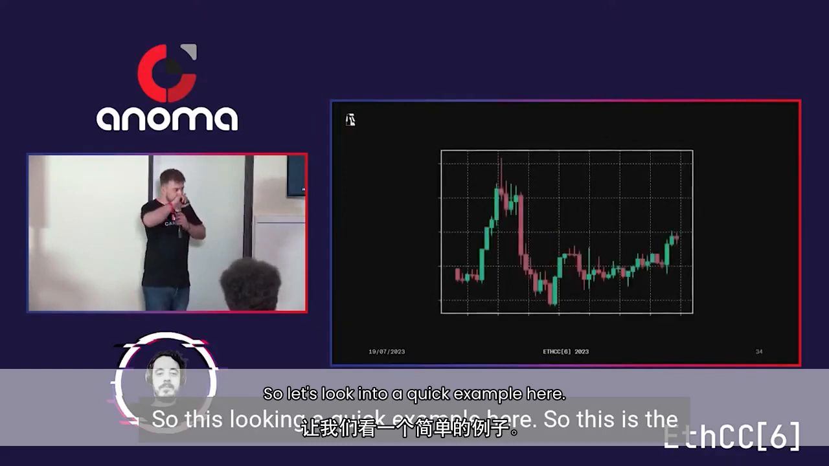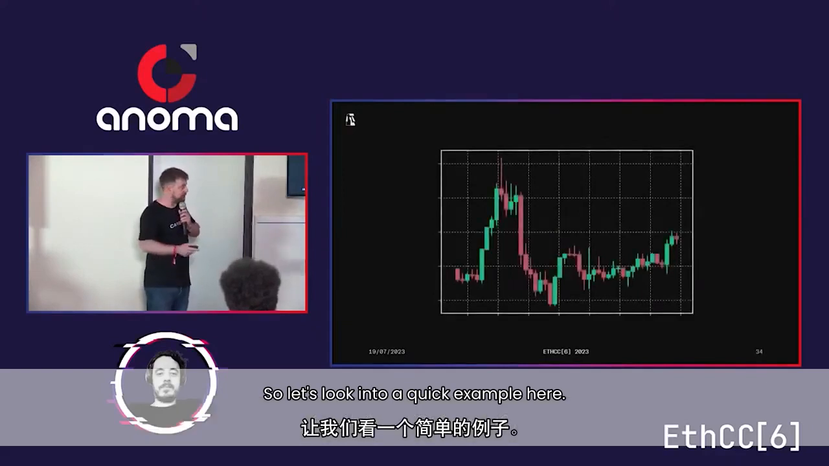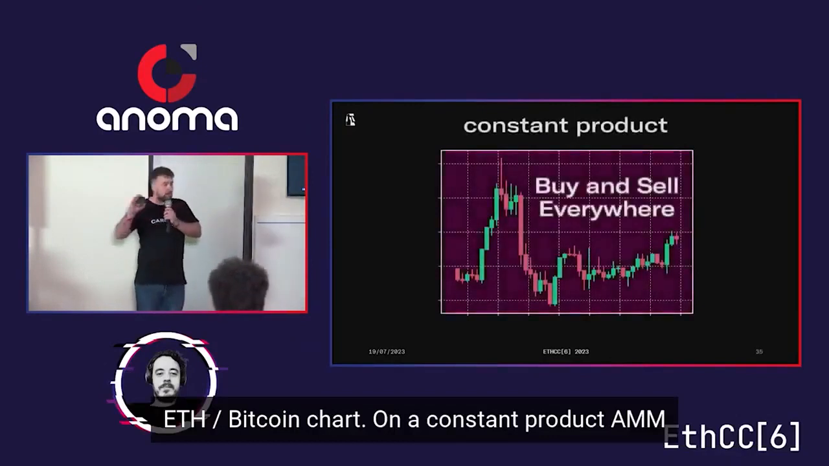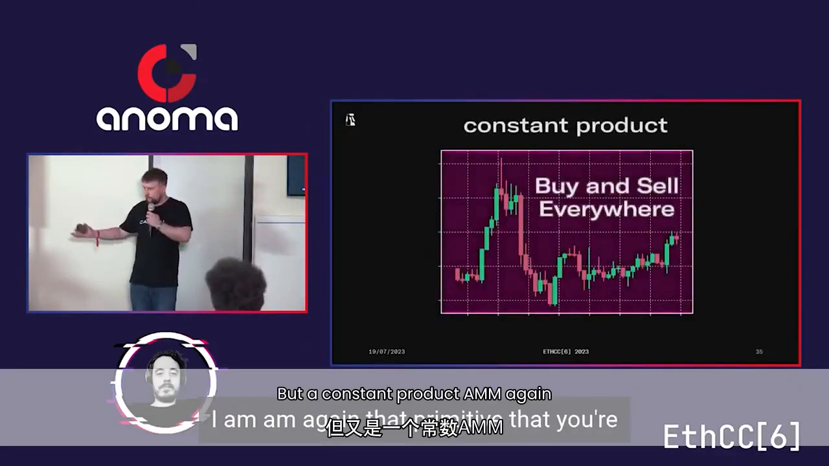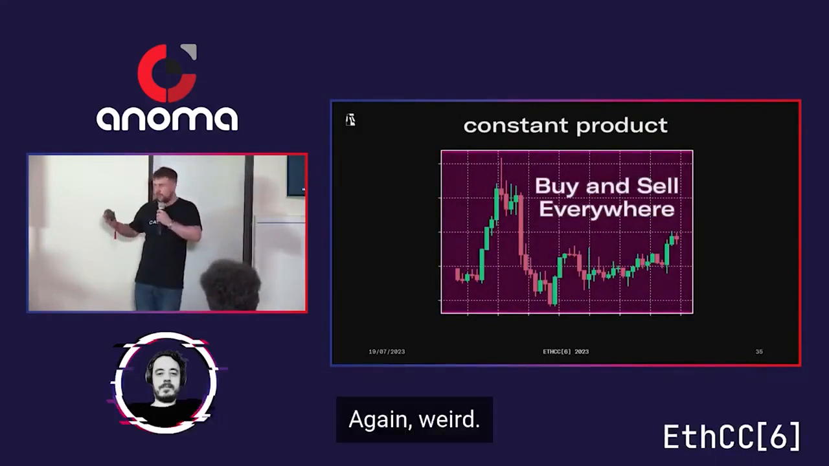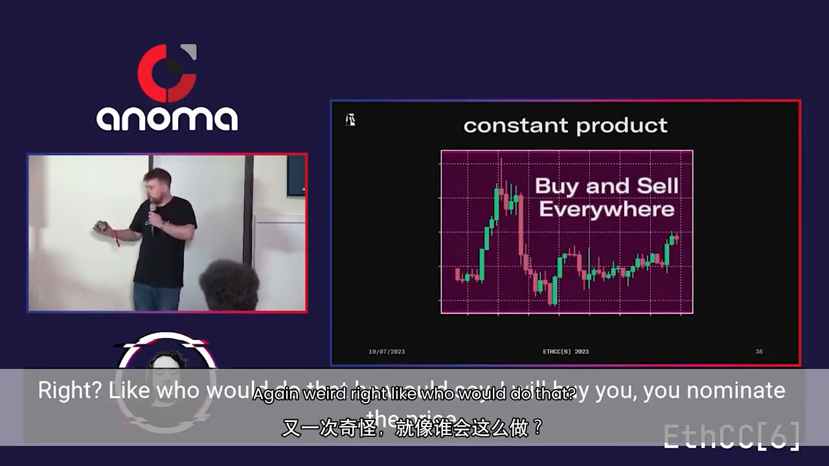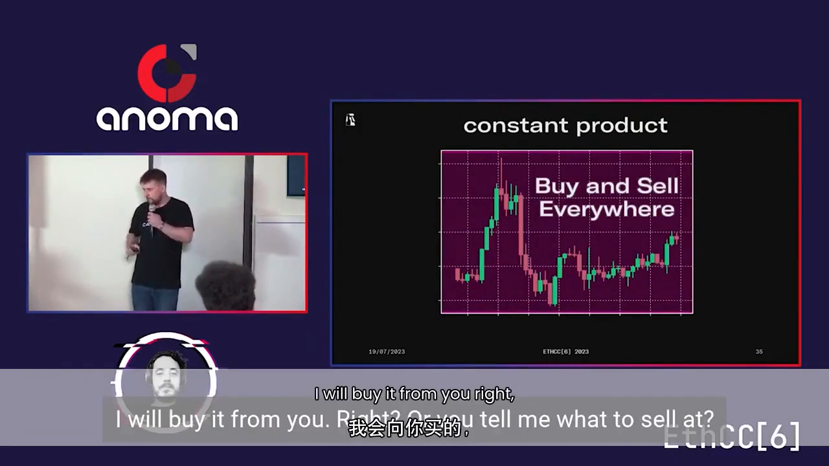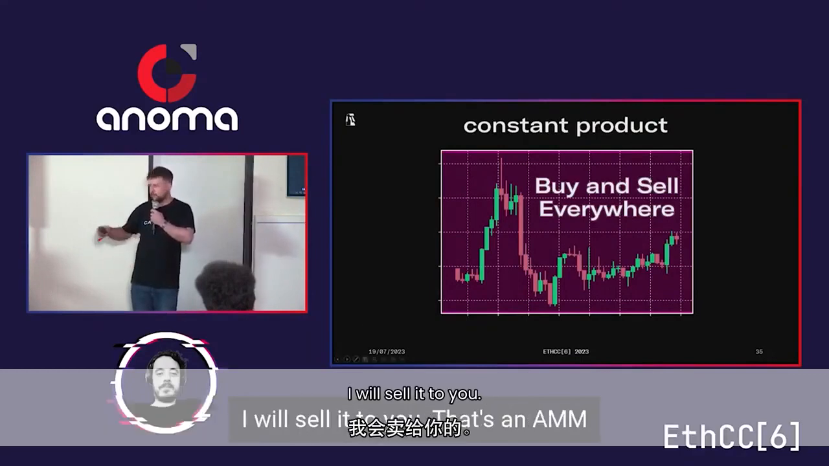So let's look into a quick example here. So this is the ETH Bitcoin chart. On a constant product AMM, again, that primitive that you're buying is, I will agree to buy and sell at any price. Again, weird, right? Like, who would do that? Who would say, I will buy, you nominate the price, I will buy it from you, right? Or you tell me what to sell at, I will sell it to you.